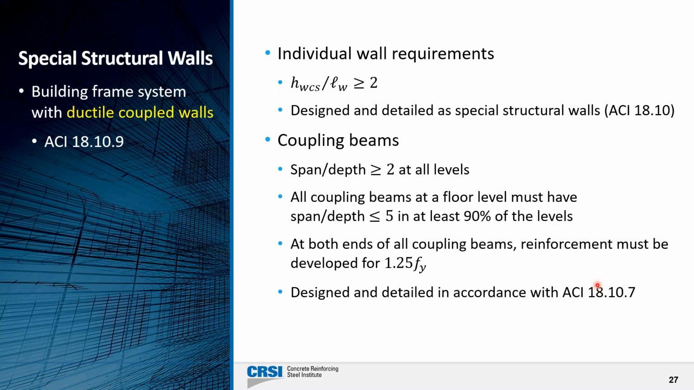And that also can be said for the coupling beams. As long as you satisfy the geometric requirements that are shown here, as well as ensure that the reinforcement is developed for 1.25 times f sub y, and you design it and detail it just like any other coupling beam in accordance with Section 18.10.7, you have a ductile coupled wall system which can utilize that very large R value, your response modification coefficient. So it's a great system to use, especially in higher seismic regions.